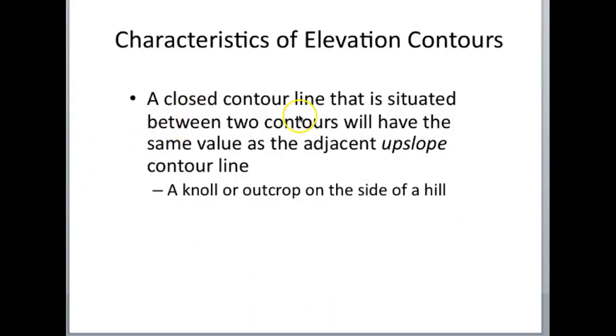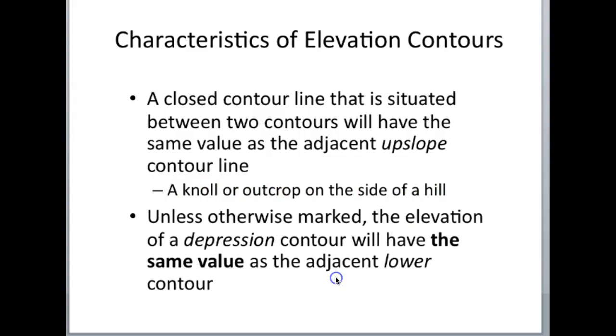A closed contour line that is situated between two contours will have the same value as the adjacent upslope contour line. So for instance, a knoll or an outcrop on the side of a hill. And unless otherwise marked, the elevation of a depression contour will have the same value as the adjacent lower contour. So it's just the inverse of the first statement. And that might be a little depression or some sort of opposite land feature of a knoll or an outcrop, a little micro cave, for instance.